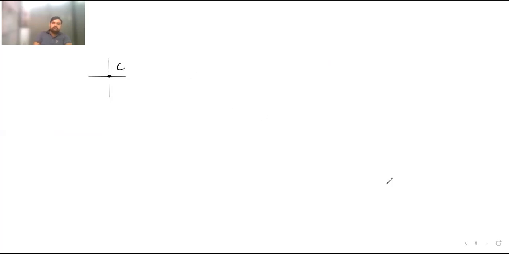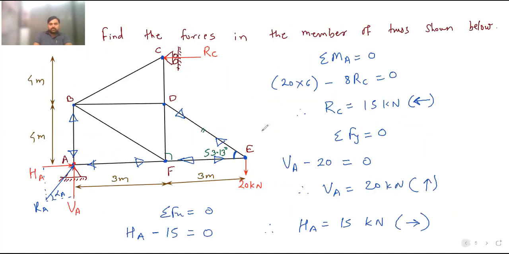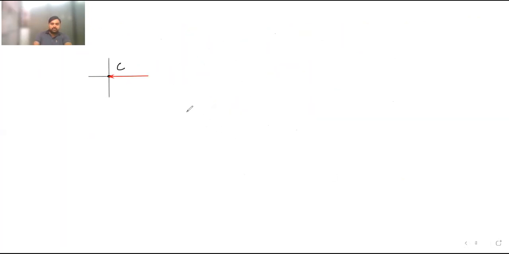C. Then here at this point C reaction is there. This reaction is RC, and its value we have already calculated. RC is 15 kilonewton. This is 15 kilonewton. Then what is there at point C?